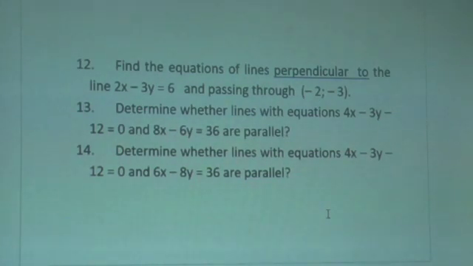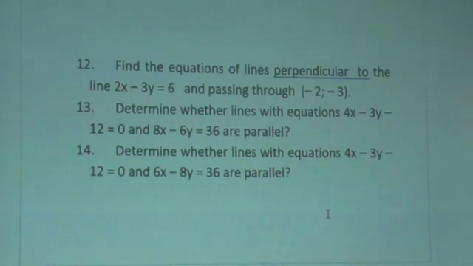Welcome back. Here are question 12, 13 and 14. Question 12. Find the equation of the line perpendicular to the line 2x minus 3y equal to 6 and passing through negative 2, negative 3. Number 13.